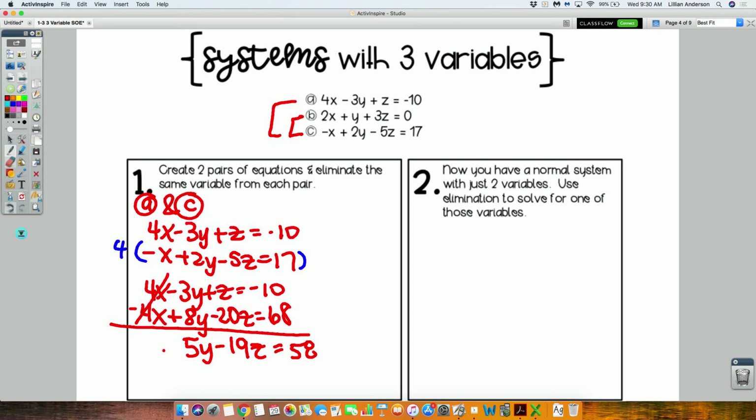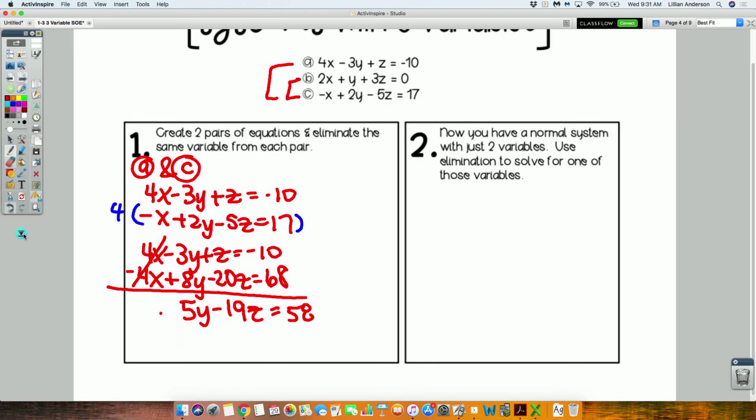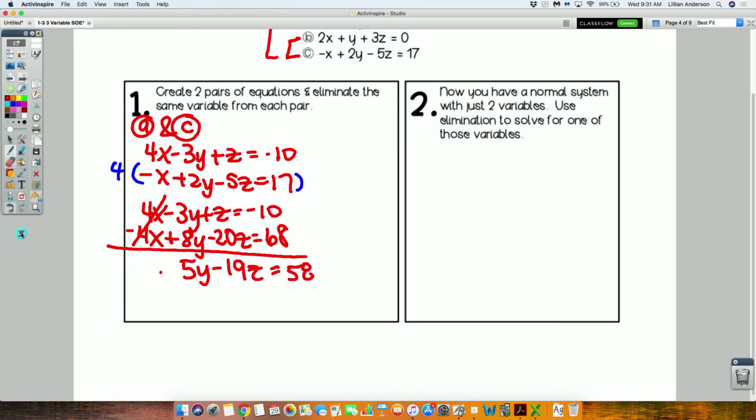Now we're going to have to do the exact same thing, except this time we're going to use equations B and C, and we're going to eliminate x again. We do that in the same step one. So, like I said, you guys have more space than I do, okay? Now I have to figure out how I'm going to fit this all in. I'm just going to extend the page a little bit, right below this line. So now I'm going to take equations B and C, and I'm still going to eliminate x. So that's 2x plus y plus 3z equals 0, and negative x plus 2y minus 5z equals 17.